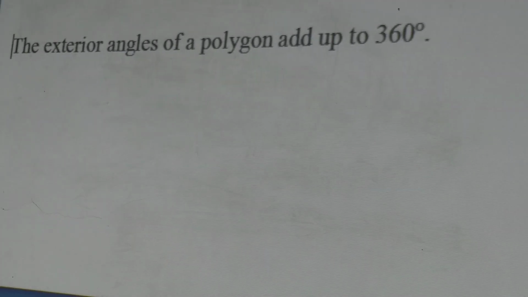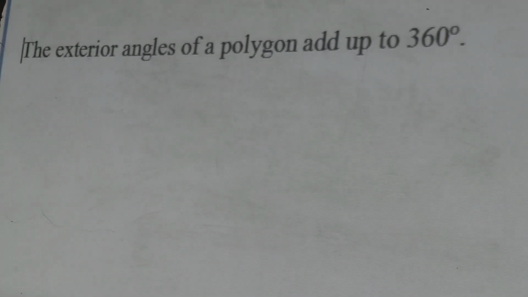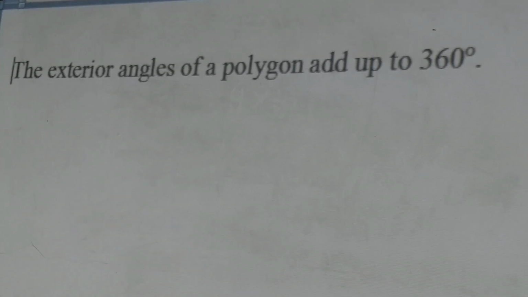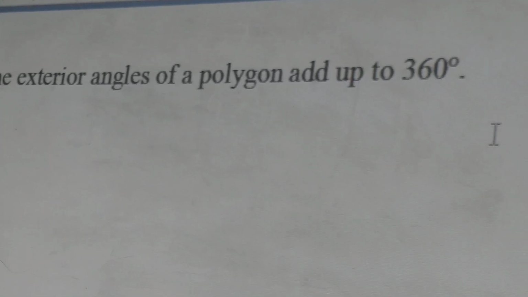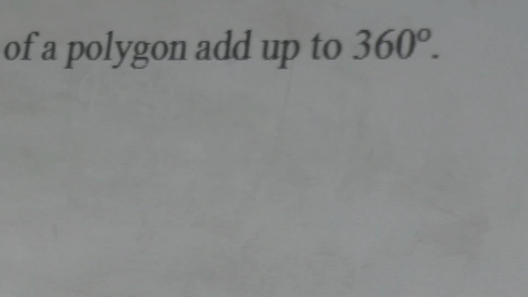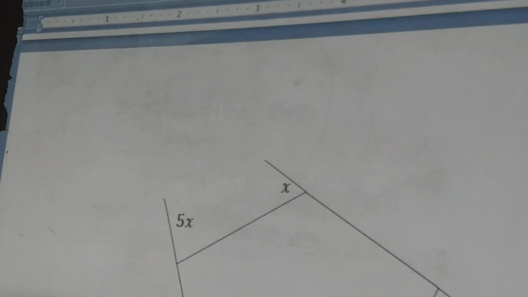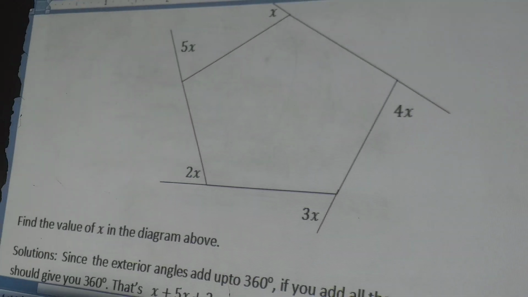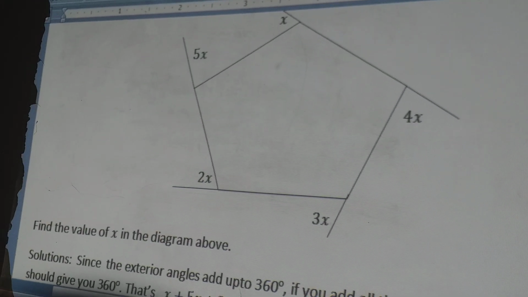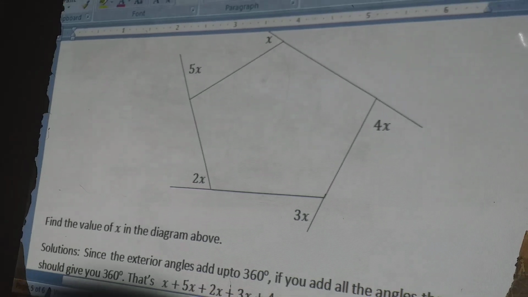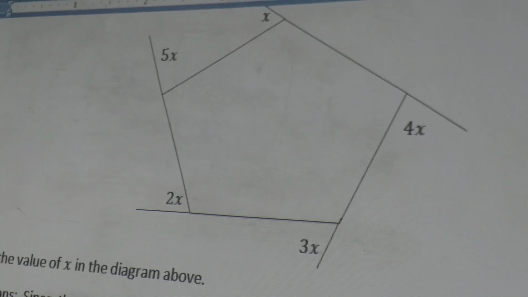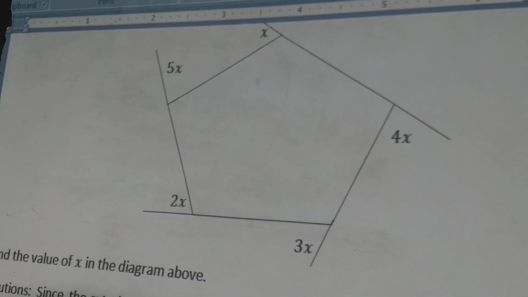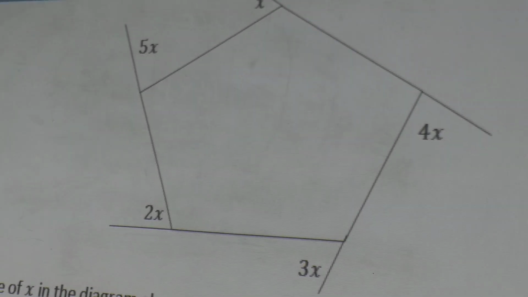For today, let's talk about the exterior angles of a polygon. We must know that the exterior angles of a polygon add up to 360, which means when you are given exterior angles, if you add them, they give you what? 360. Whatever the number of exterior angles, adding them gives you 360 degrees.